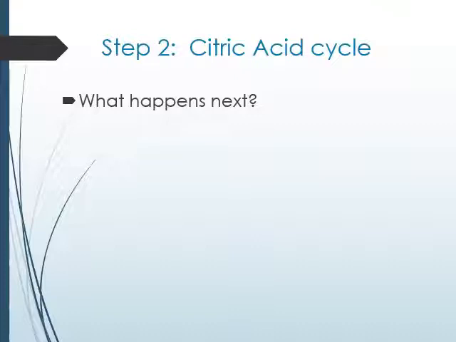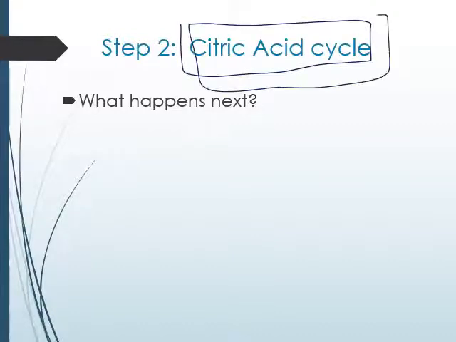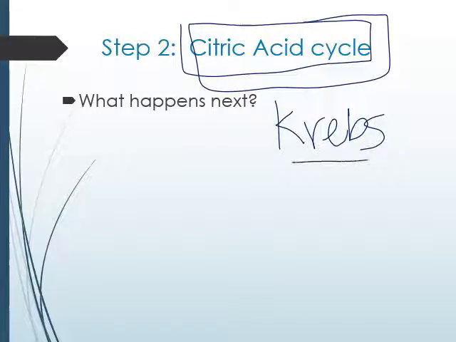Okay, now we're getting into step 2. So step 2 is the citric acid cycle. You will also see it commonly referred to as Krebs or Krebs cycle. You probably see it referred to as Krebs cycle more often. It's referred to as citric acid cycle because one of the products in this cycle is citric acid. But the guy who discovered this is Krebs, pretty smart guy who figured this whole thing out in like the 30s, I think. So either one, you can call it either one.